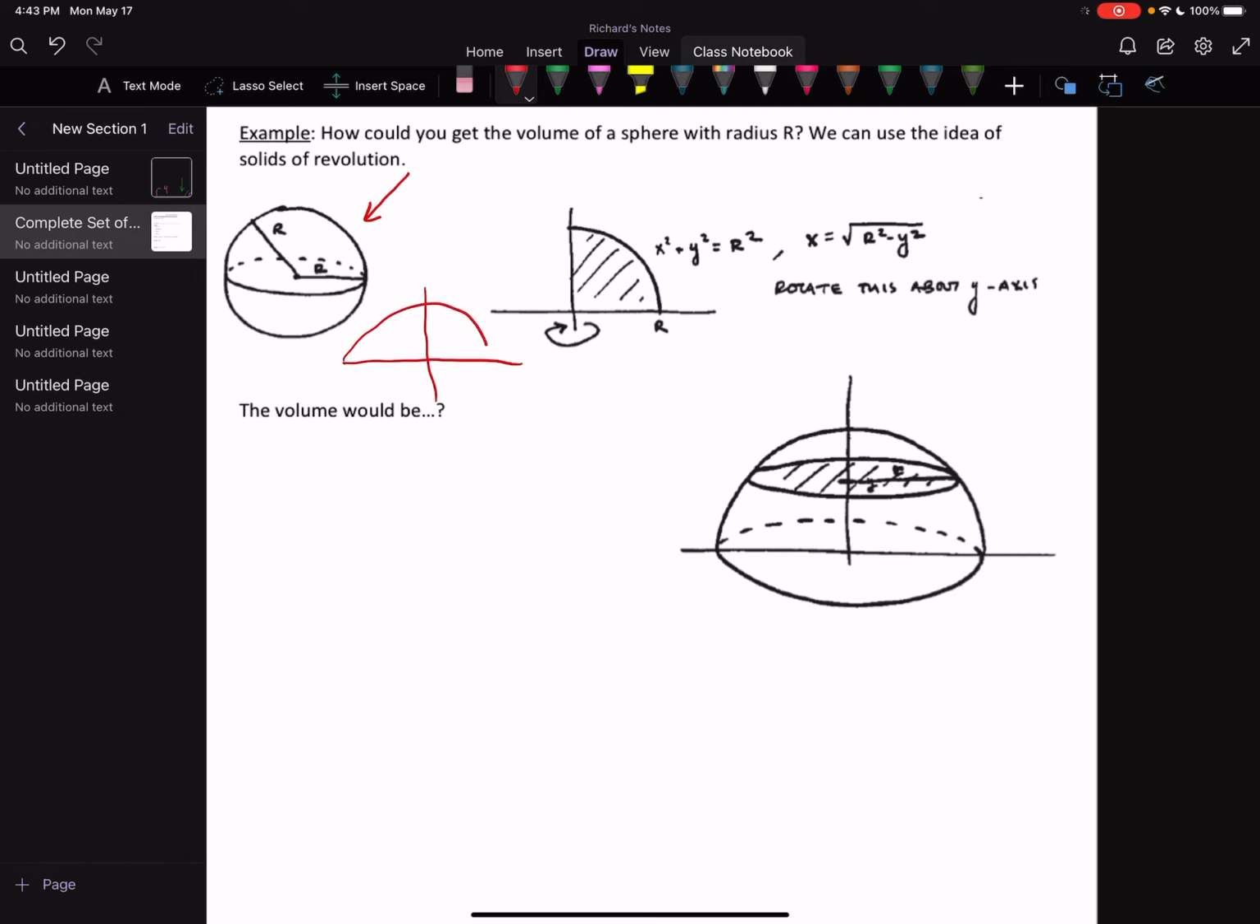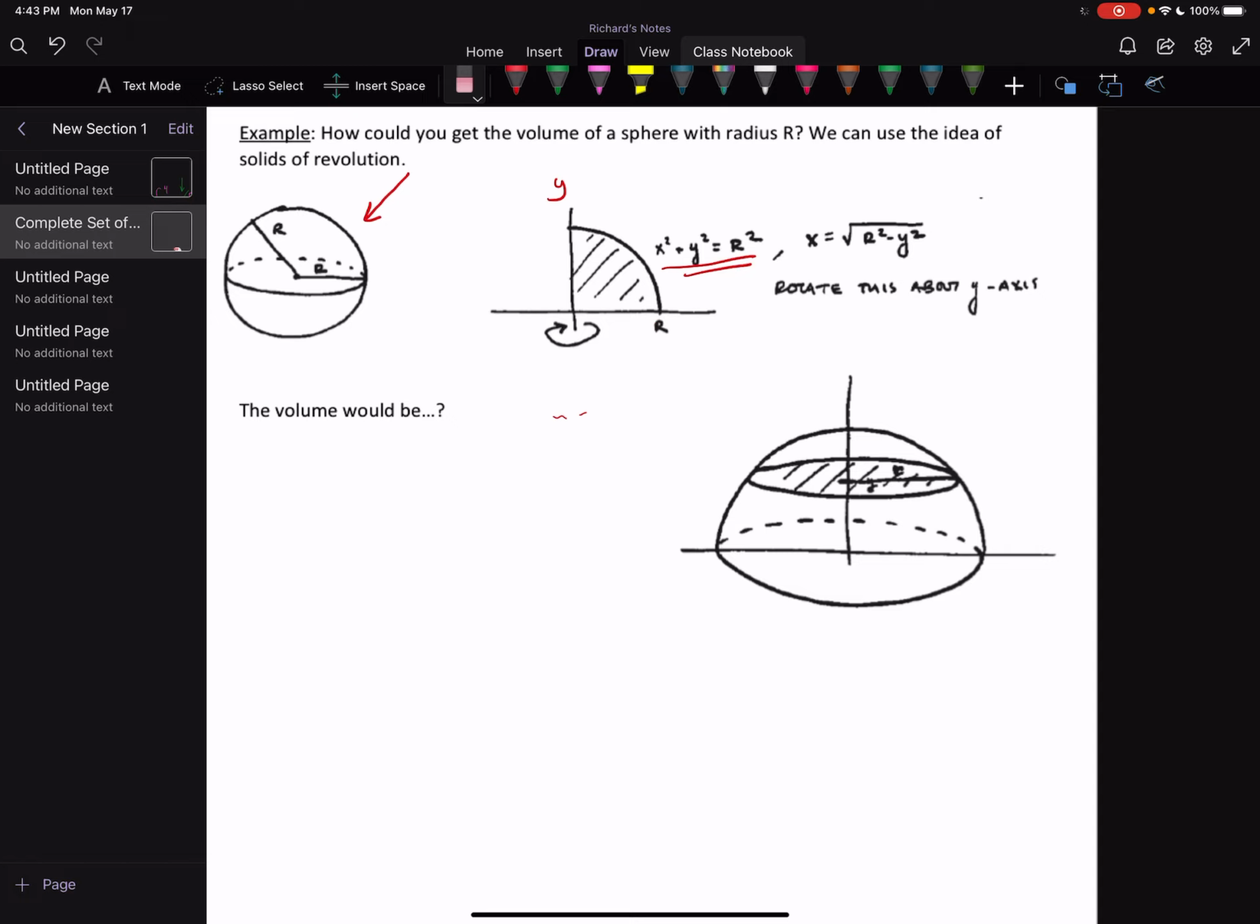We'd have something like that. And this image is actually derived from this particular shape rotated about the y-axis, okay? Now this particular shape that you're looking at here is a circle, okay, which is where this equation is coming from. So x squared plus y squared equals capital R squared is the equation of a circle centered at (0, 0) with radius big R. Okay, so no big deal there.